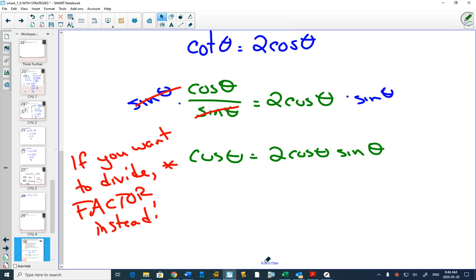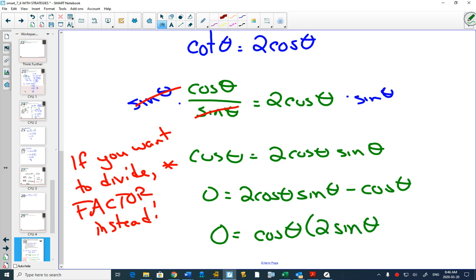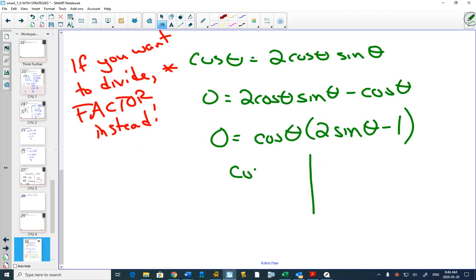Well, for factoring, we like to make one side equal to 0. So we're going to move everything over. And what you wanted to divide by is a common factor. So we can factor out that cos theta instead of dividing by it. And then with our factored form, this allows us to say cos theta could be 0. And here's the other one you would have got had you divided, that sine theta is equal to a half.